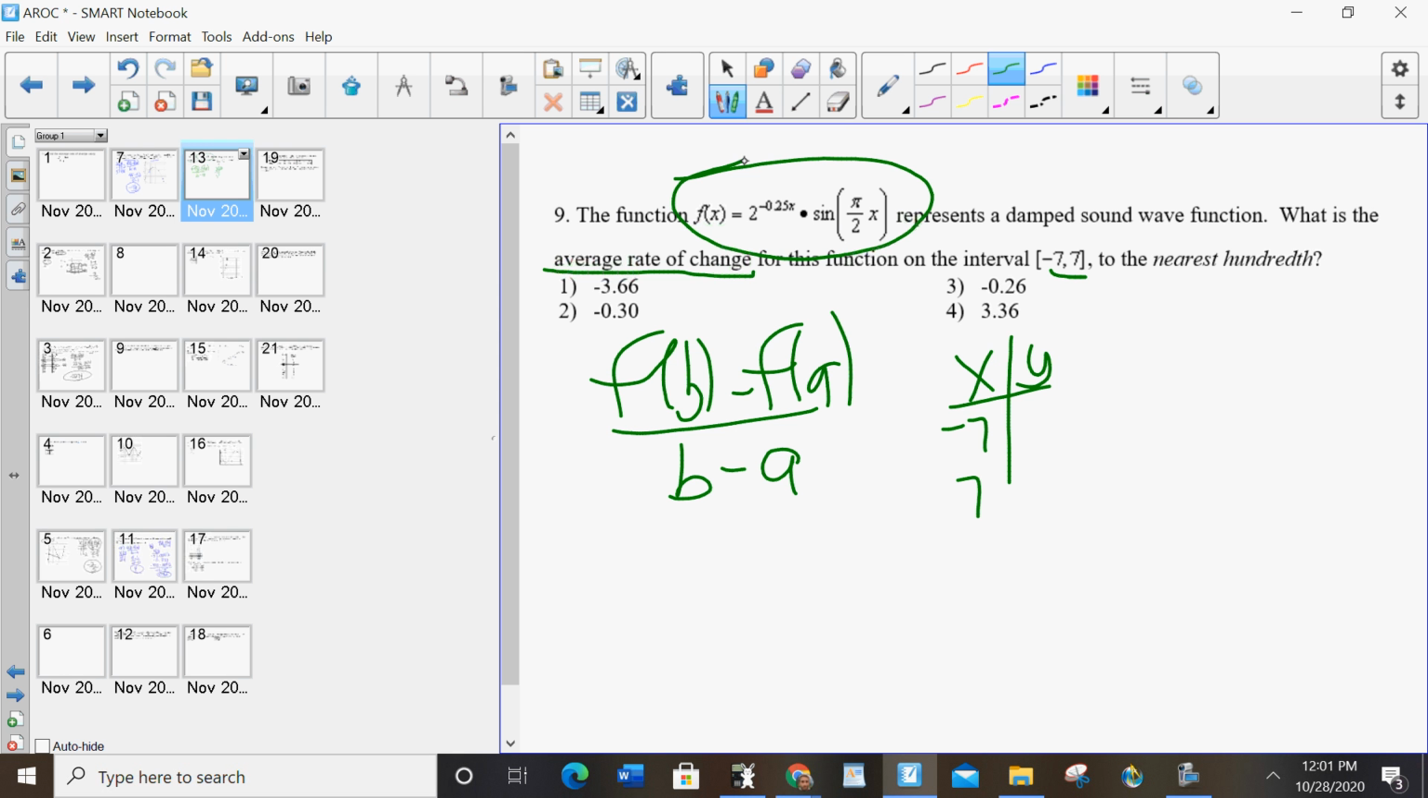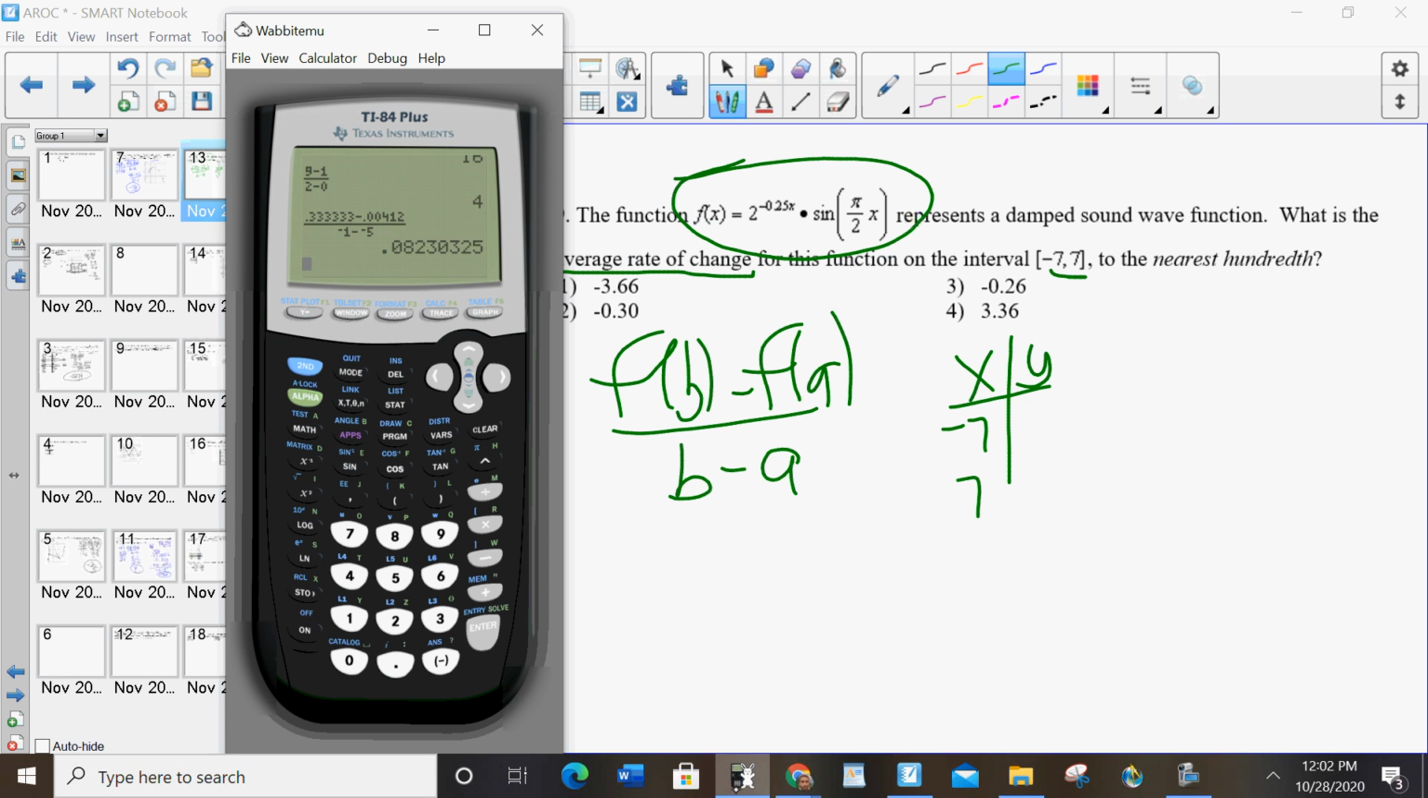One thing to be careful of, we haven't really talked about it yet this year, but in this course, your calculator should always be in radian mode. So in mode, make sure you're on radian. In geometry, you're always in degree mode. In algebra 2, you should always be in radian mode.